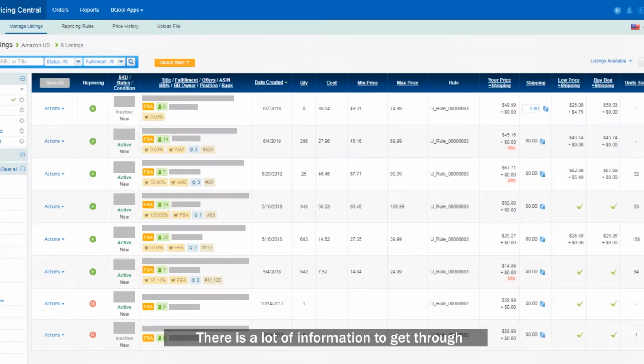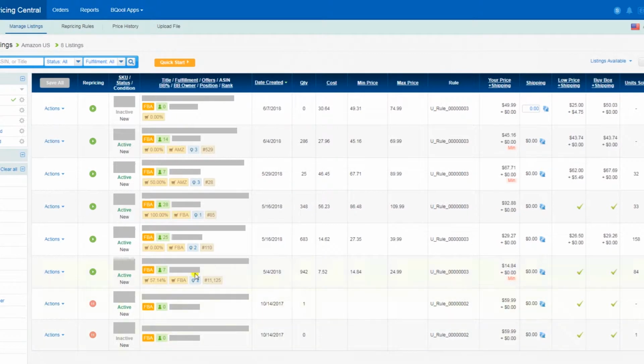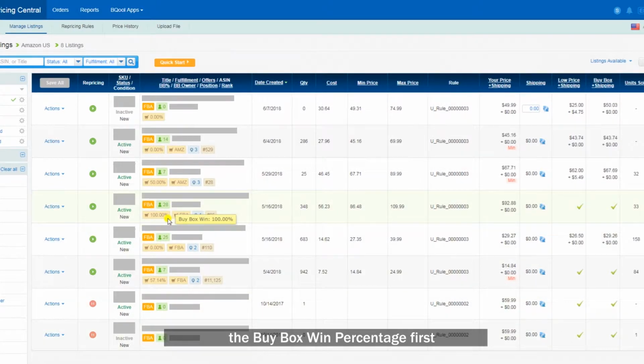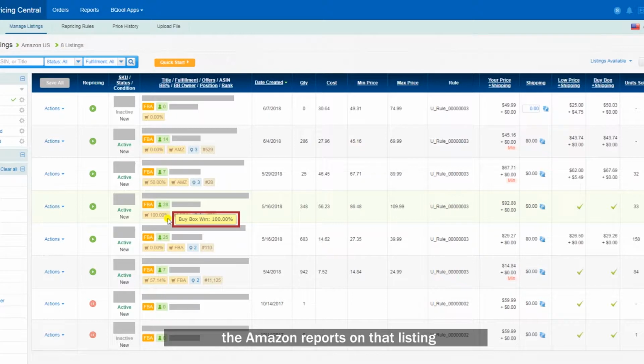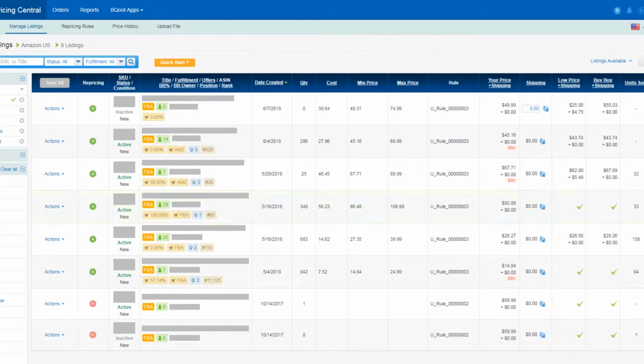There is a lot of information to get through on Manage Listing, so let's start with the buy box win percentage first. This number is not a prediction. Instead, it's a metric for a user to determine if the current pricing rules are performing well, given the current market environment. The system collects and analyzes the Amazon reports on that listing based on the price history.